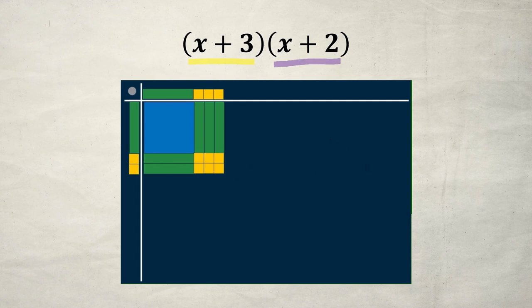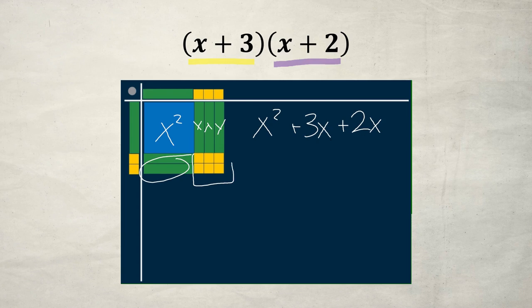And so if we look here, we have an x squared. So I'm going to write that over here. We have x squared. We have 3 x's right here. So plus 3x. Down here we have 2 x's. And right here we have 6 ones. So plus 6. And now I'm going to combine like terms.